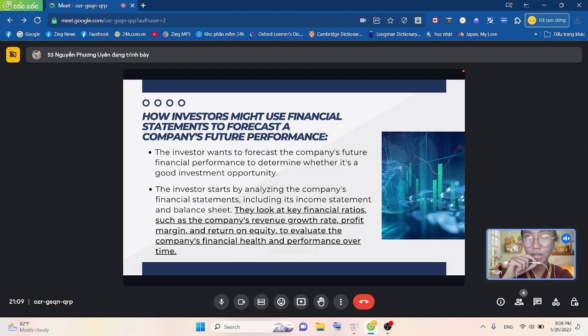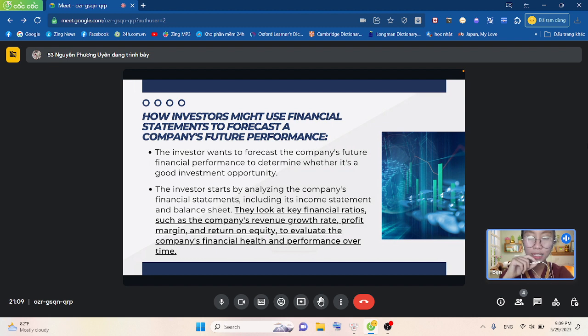The third is identifying risks. Investors analyze company financial statements to identify potential risks, such as high levels of debt, declining revenues, or low profitability. They use this information to make informed decisions about whether to invest in a company or not. Finally, investors use financial statements to forecast the company's future performance and positions. They look at financial projections and estimates to evaluate the company's growth potential and to identify potential risks and opportunities.